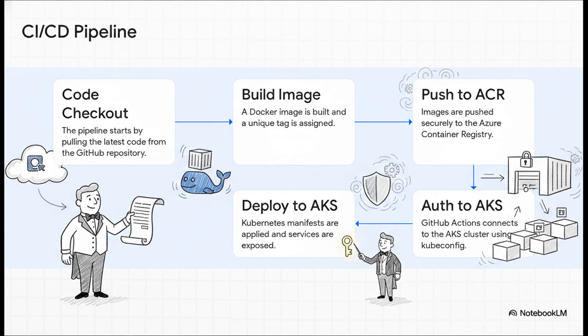After that, it pushes that container to a secure library, the Azure Container Registry. Step 4, it securely logs into our orchestra, AKS. And finally, it tells AKS to roll out the new version. That's it, from a code push to a live app in 5 fully automated steps.